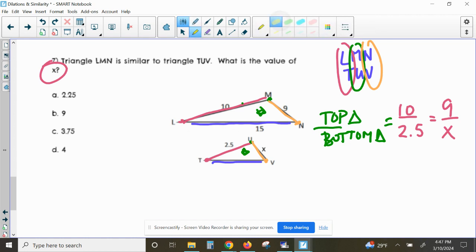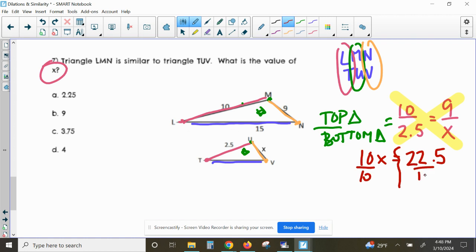And remember, you could solve by cross multiplying and setting them equal to each other. That means I'm going to do 10 times x, which is 10x, is equal to 9 times 2.5. Check that on my calculator. 9 times 2.5 is 22.5. To solve this, I'm going to divide by 10, divide by 10. I'm going to get x is equal to 22.5 divided by 10 is 2.25. So it says that this is 2.25.